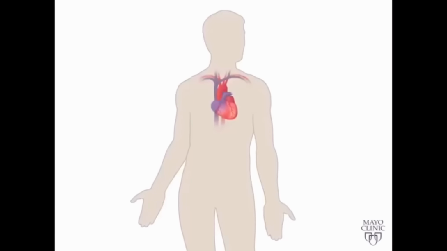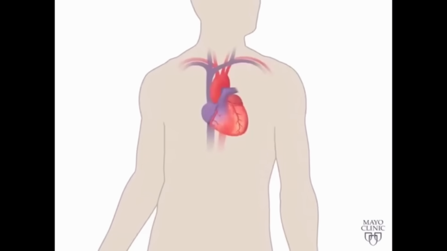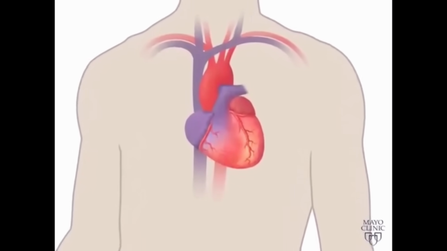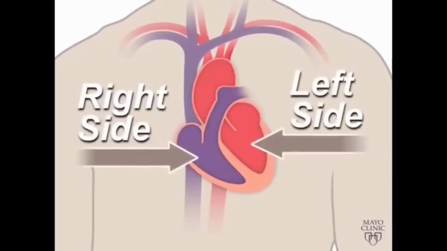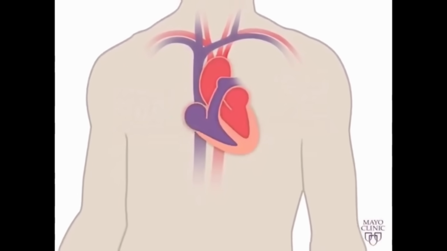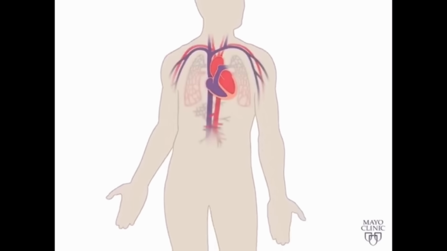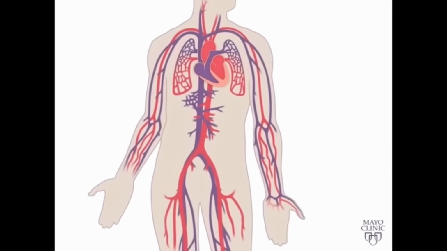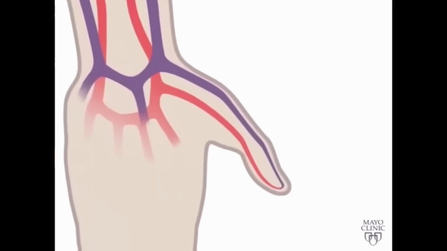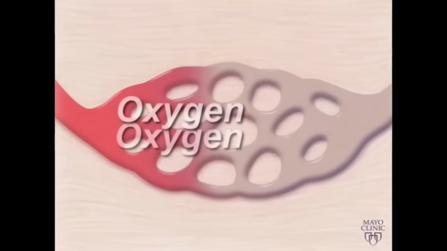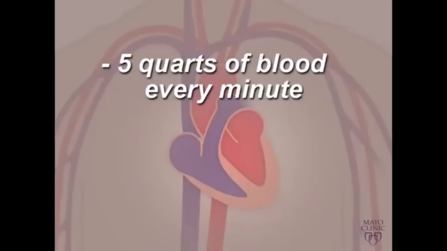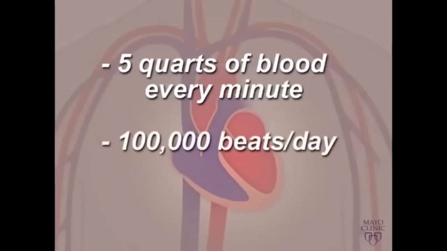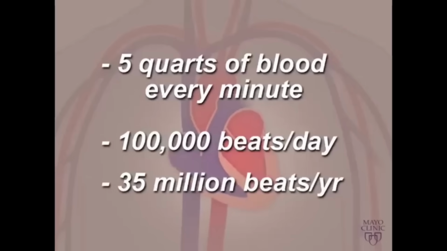Your heart is a pump. It's a muscular organ about the size of your fist and is located slightly left of center in your chest. Your heart is divided into the right and left side. The division protects oxygen-rich blood from mixing with oxygen-poor blood. Together, your heart and blood vessels comprise your cardiovascular system, which circulates blood and oxygen around your body. In fact, your heart pumps about 5 quarts of blood every minute, and it beats about 100,000 times in one day. That's about 35 million times in a year.